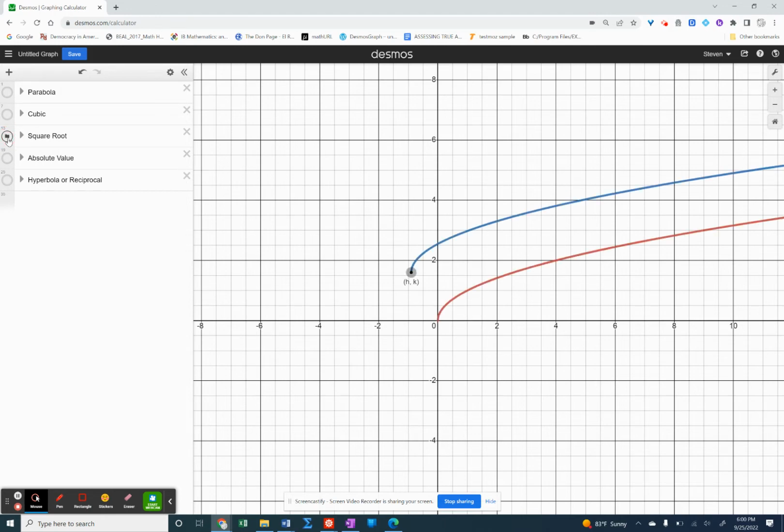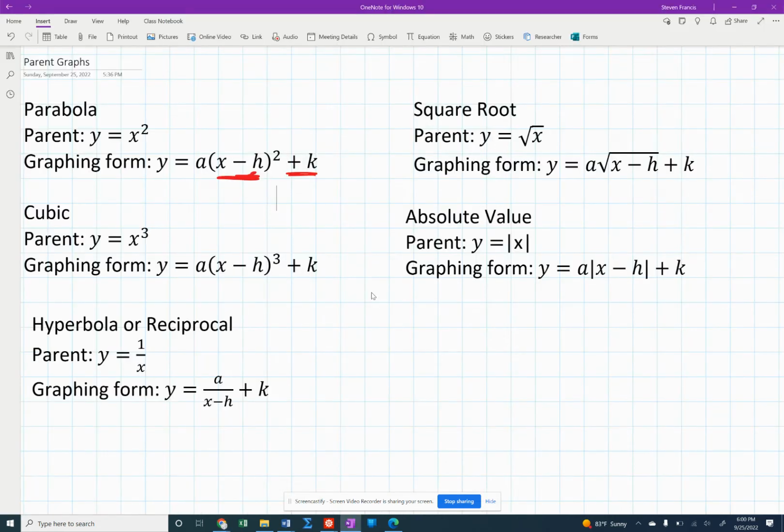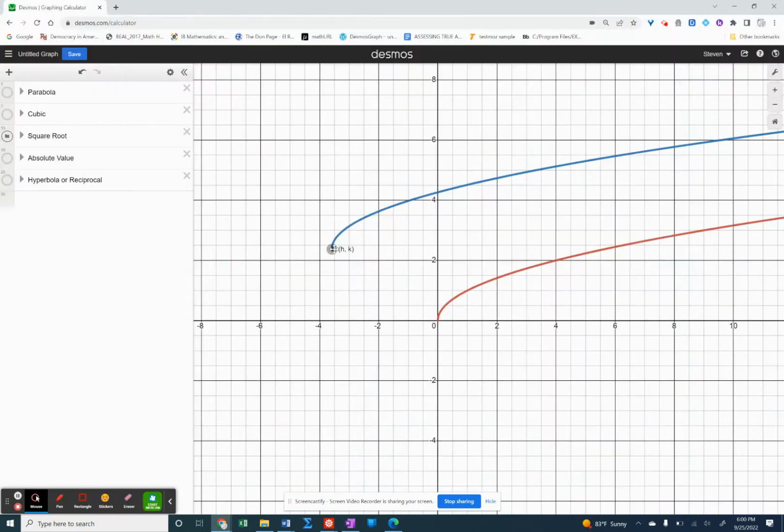The square root graph is this graph here. Red, again, is the parent graph, and the blue graph is the shifted graph. I could drag this around if I wanted to and change the value of h and k, but it still has the same shape. For the square root graph up here, I didn't have a stretch factor on that one, but in the form with x minus h and plus k, h and k give you the locator point where the graph is going to start. And you want to learn to recognize the shape when you see it.